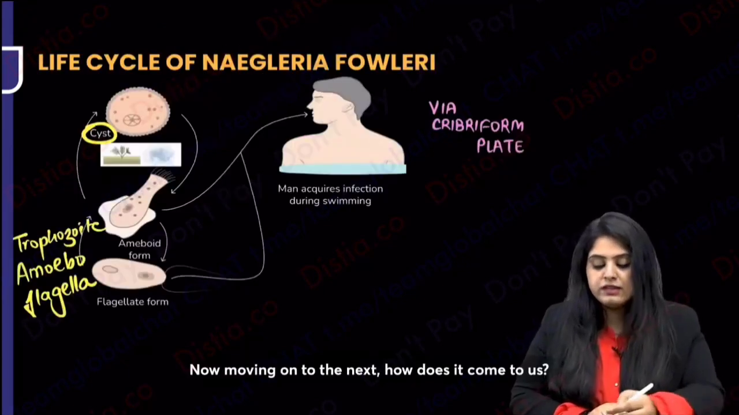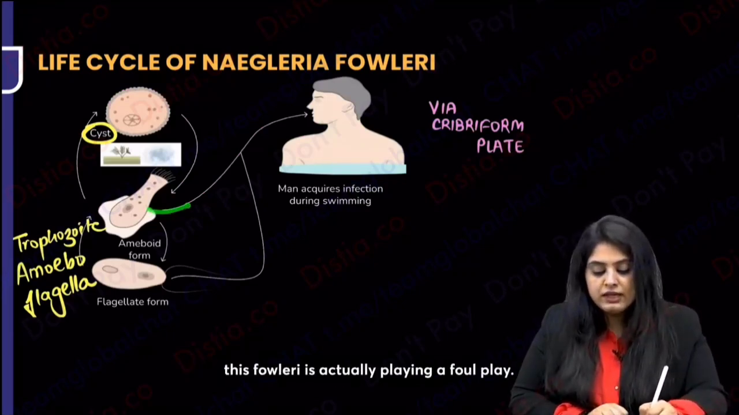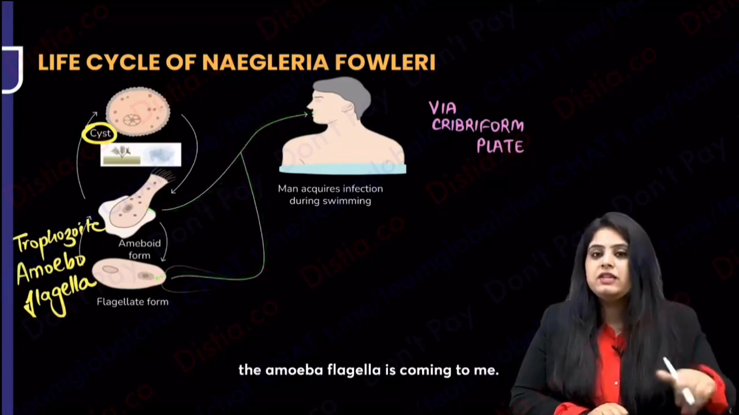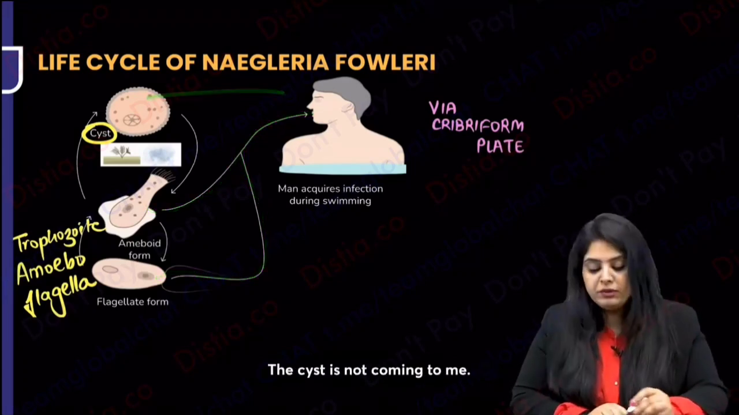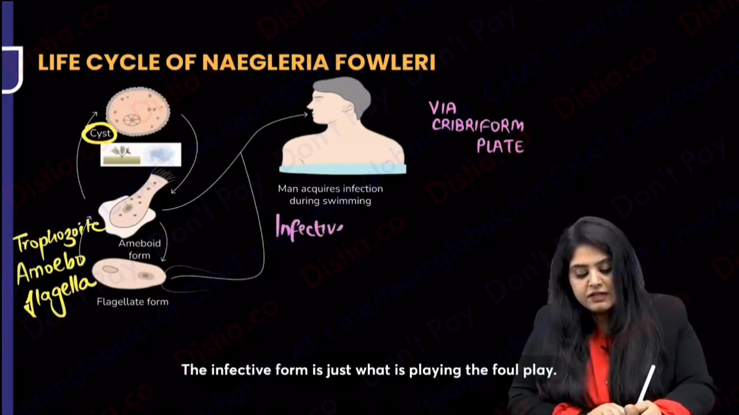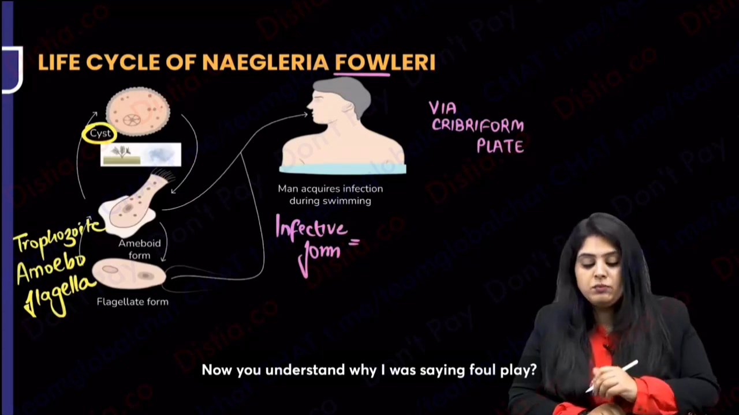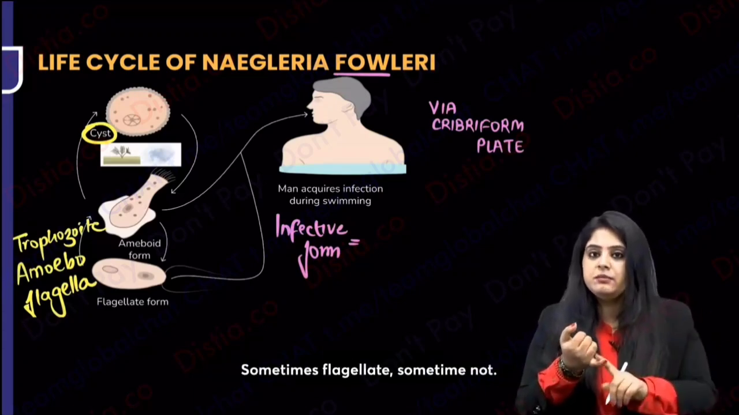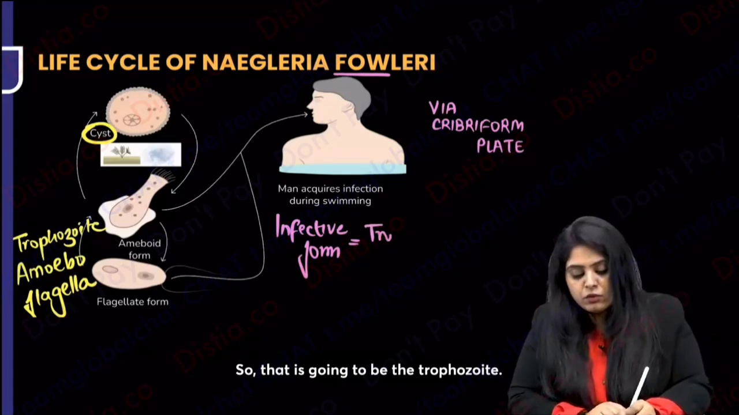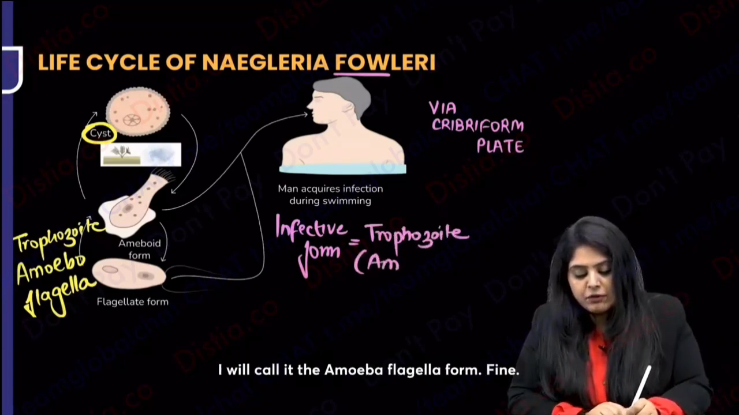Now moving on to the next, how does it come to us? So I can see over here that only this fowleri is actually playing a foul play. Only the flagellate form, the amoeboflagella, is coming to me. The cyst is not coming to me. So if I ask you, what is the infective form over here? The infective form is just what is playing the foul play. So now you understand why I was saying foul play, because that is foul, sometimes flagellate, sometimes not. That is only fouls. It is coming into my body. So that is going to be the trophozoite form, or in other words, I will call it the amoeboflagellate form.